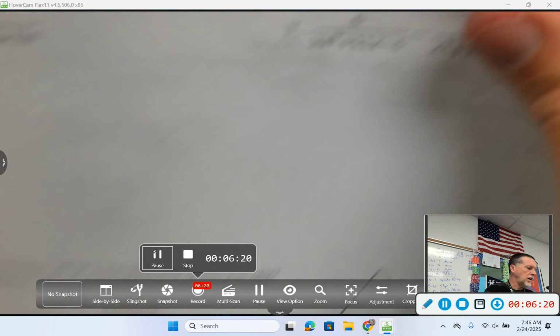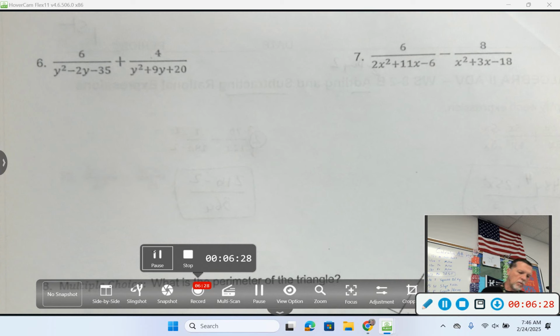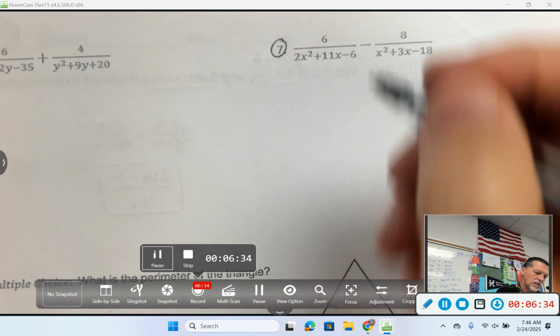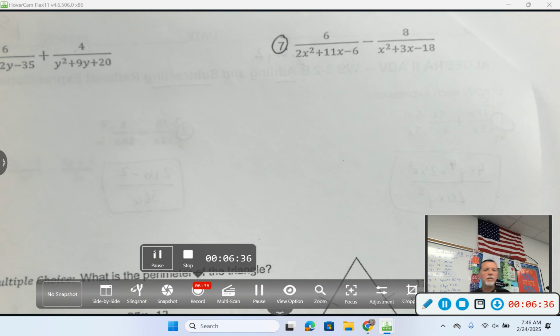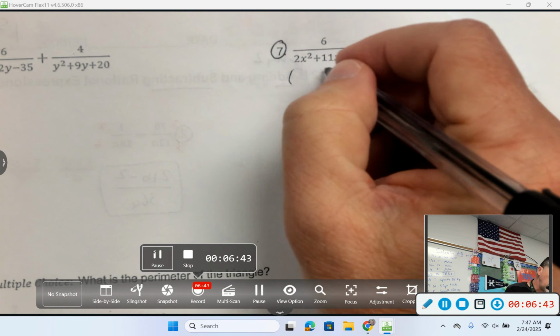Let's see. There's a couple of crazy ones. What do you want, number 6 or 7? Let's do one of them. They're about the same. 7 it is. So what should we do first on number 7? Factor the bottom, to see who's holding on to what we need to share.